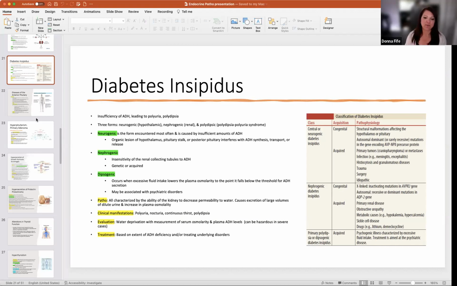Pathophysiology: all are characterized by decreased permeability of the kidneys to water, which causes excretion of large volumes of dilute urine and an increase in plasma osmolality. Clinical manifestations: polyuria, nocturia, continuous thirst, and polydipsia. Evaluation: a water deprivation test with measurement of serum osmolarity and plasma ADH levels, which can be hazardous in severe cases. Treatment is based on the extent of ADH deficiency and/or treating the underlying disorder causing this. And here is a different classification of these types of diabetes insipidus.